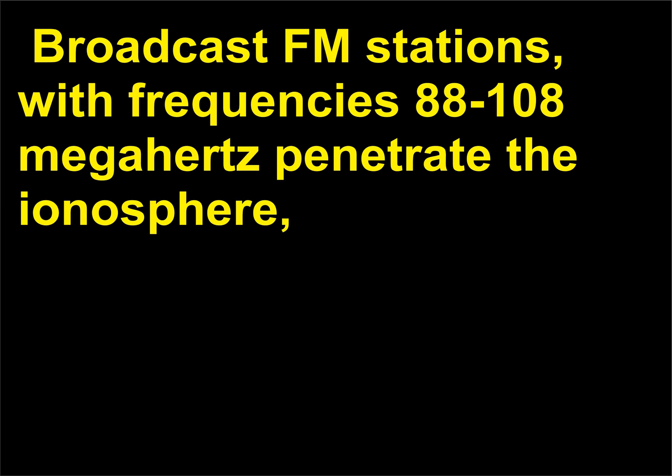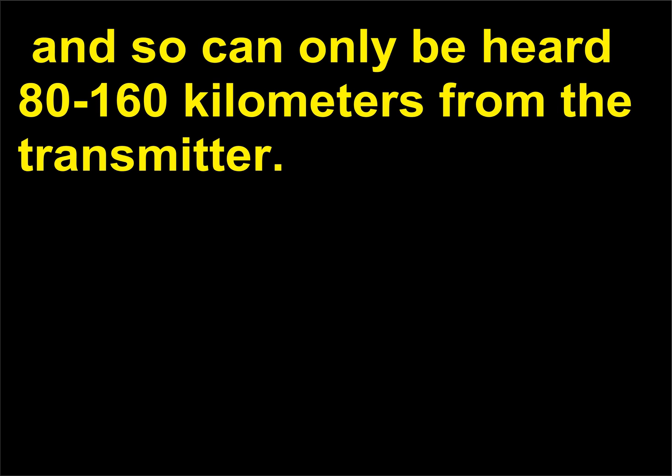Broadcast FM stations, with frequencies 88 to 108 MHz, penetrate the ionosphere, and so can only be heard 80 to 160 km from the transmitter.